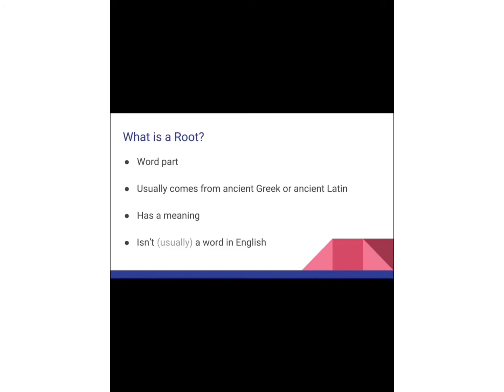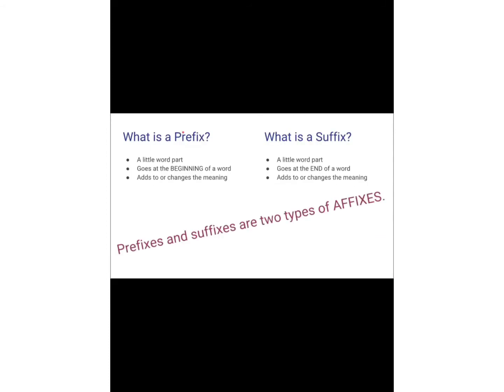So prefixes and suffixes, what are they? A prefix is a little word part. It goes at the beginning of a word and, when added, changes the meaning. And suffixes are nearly the same thing. A suffix is a little word part that goes at the end of the word and it adds to or changes the meaning as well. Both prefixes and suffixes are types of affixes. So, a prefix is an affix and a suffix is an affix. Affix is another type, but we don't use it in English, so we are not going to learn about it.